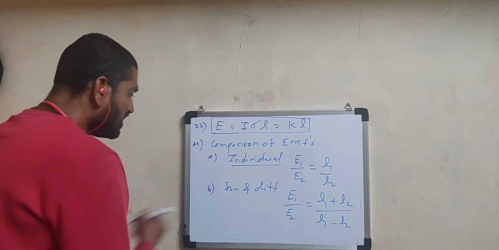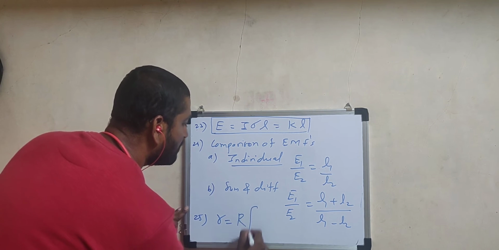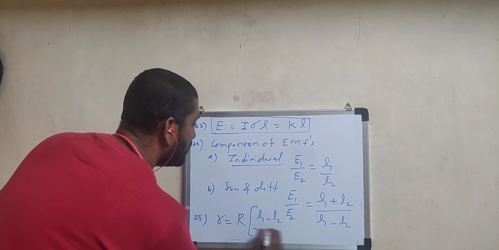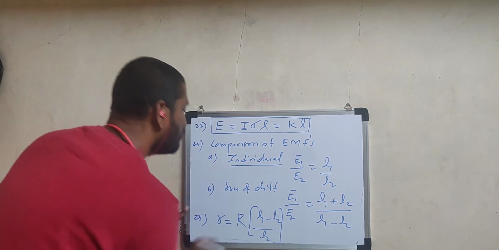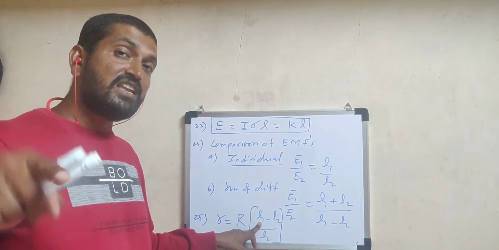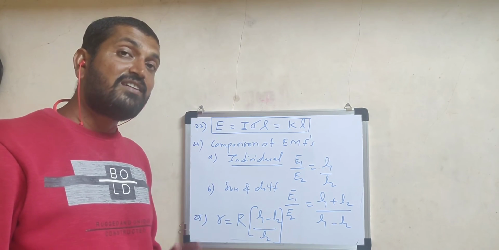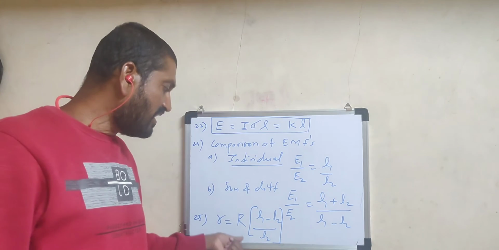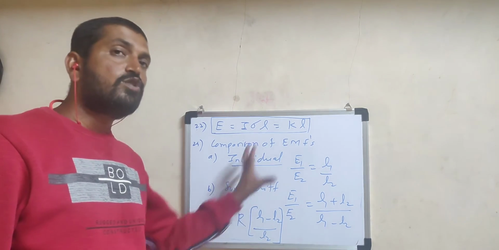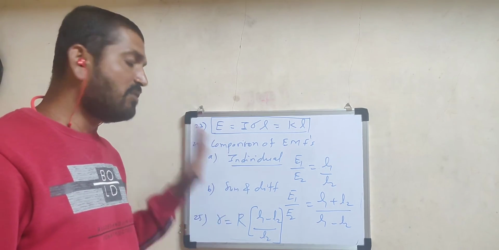Now the next one is the internal resistance of a given cell. We got the formula small r is equal to capital R times (L1 minus L2) divided by L2. This is again an important application. Here L1 is the balancing length when the cell is open circuit across the potentiometer, and L2 is the balancing length when the cell is shunted with external resistance capital R. So this is the entire set of formulae related to the meter bridge and potentiometer.